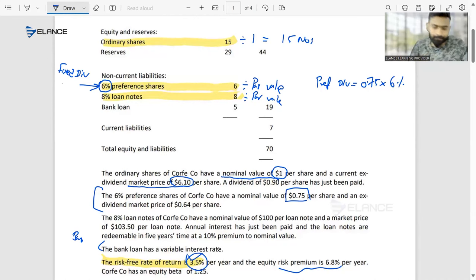So 0.75 into 6%. This is the preference dividend. Do let me know after reading these paragraphs. For the preference share, look at this point: do they mention any year for redemption? Do comment yes or no.